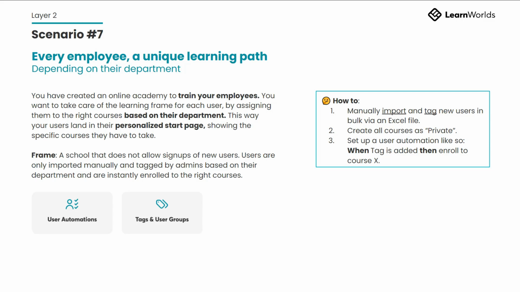So we do not actually have an open exploratory academy, but rather an academy where the managers have decided which courses each employee should follow. So when the user signs up to the academy, they have to just automatically enroll in the right courses and see that course, right? They do not need to see the whole catalog because they have a specific curriculum. So let's see how we can do that.